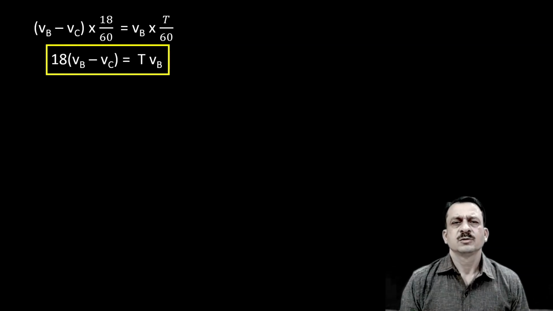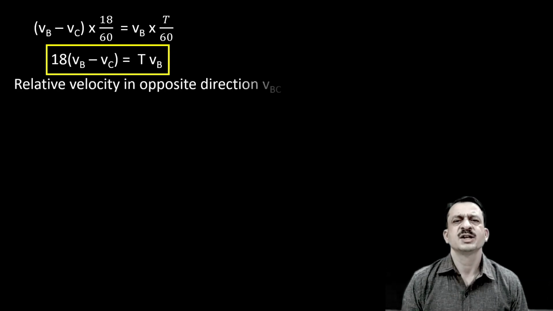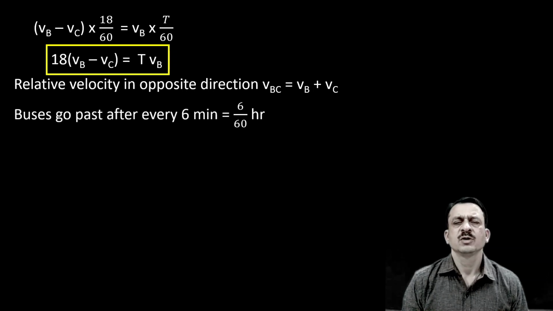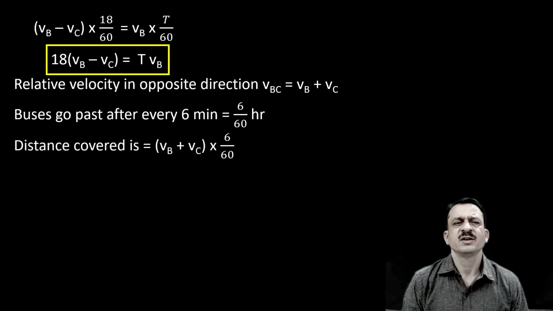Now similarly we will work out the relative velocity for the bus coming from the opposite direction. It is given by VBC is equal to VB plus VC. For opposite directions of motion, the velocities add up. Okay, that we know. Therefore, buses go past after every 6 minutes, that is 6 by 60 hours. Therefore, the distance travelled within this time is given by (VB plus VC) into 6 by 60.